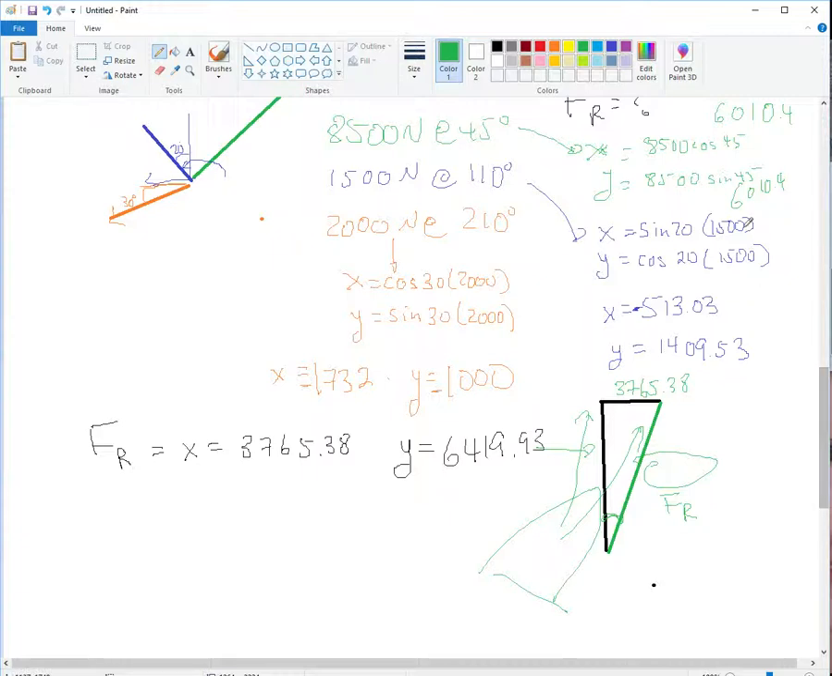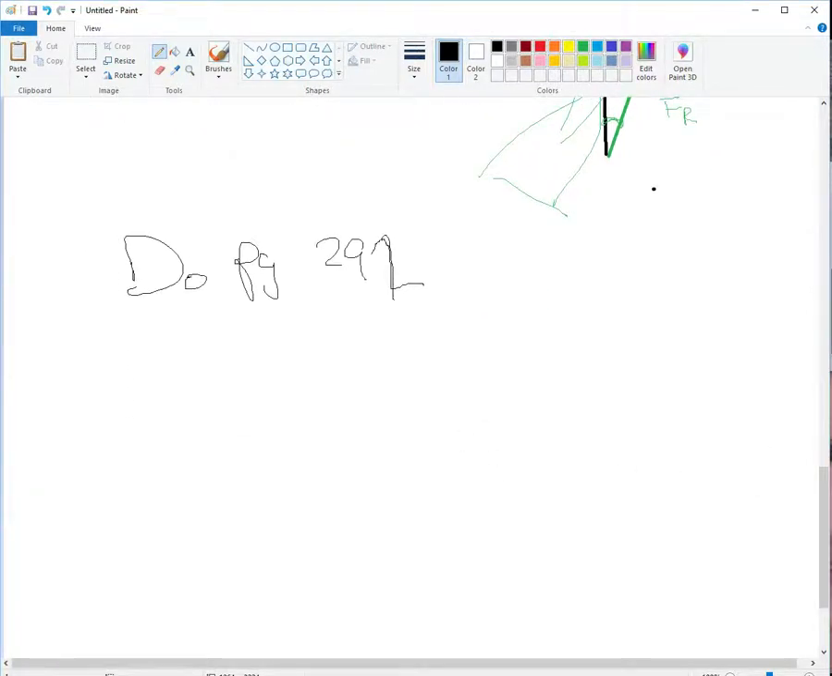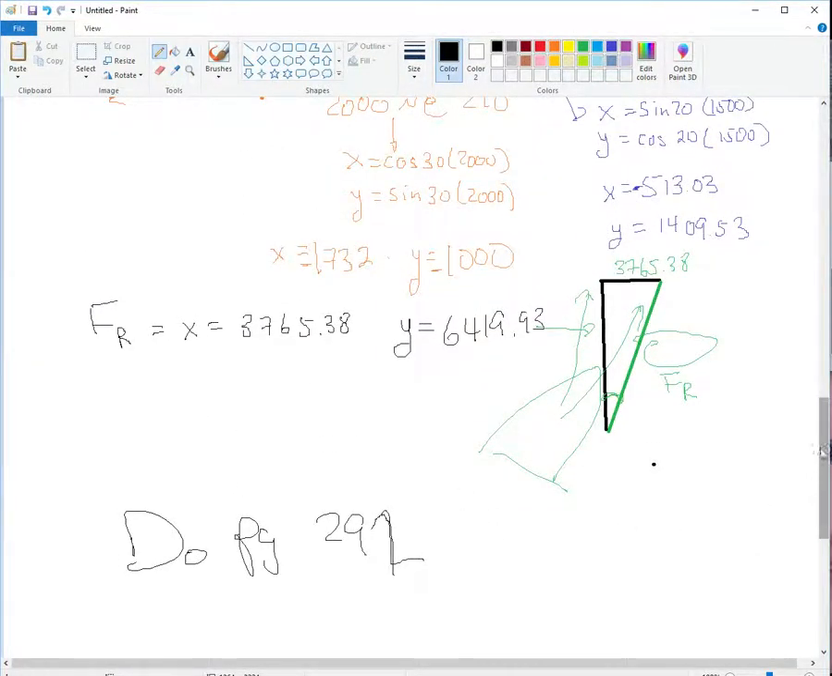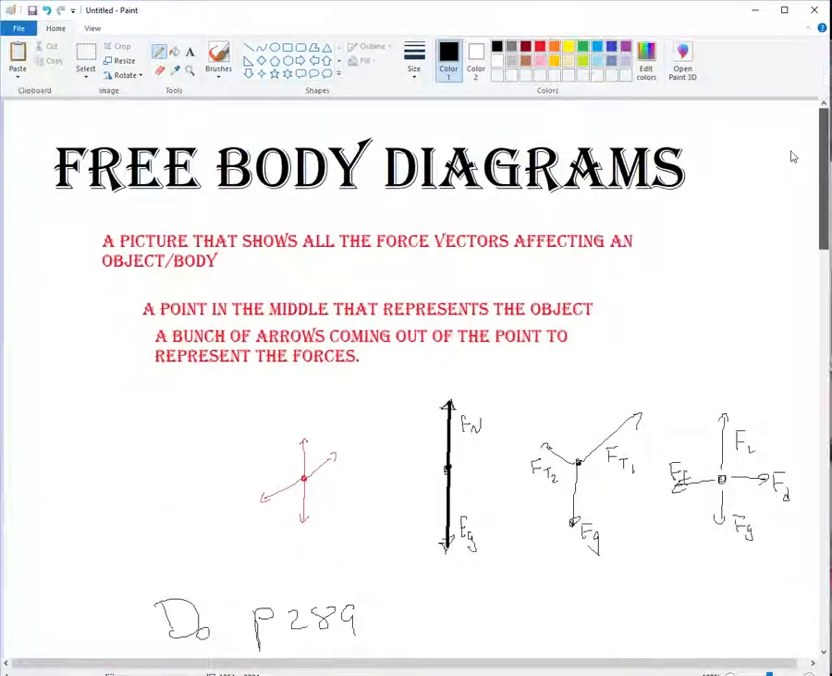Awesome. Now, with the resultant vector force stuff, I would like you to do page 291. The question's on 290. Nope, not 291, sorry. 292. Do the questions on page 292. Alright? So, I think we'll end there. I think we'll end this lesson there today. Okay? There you go.